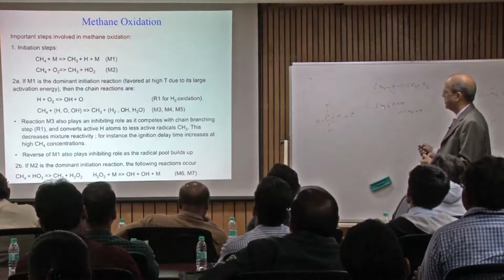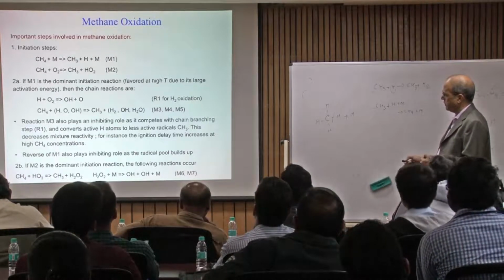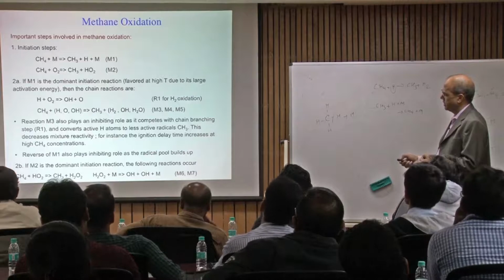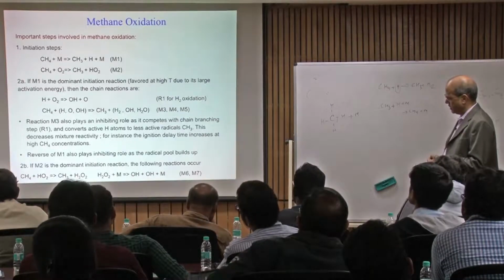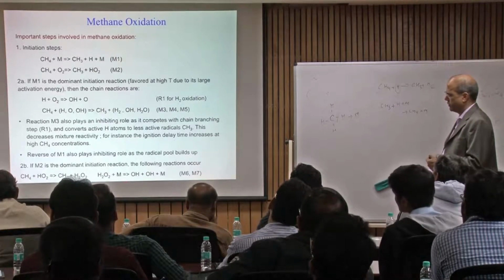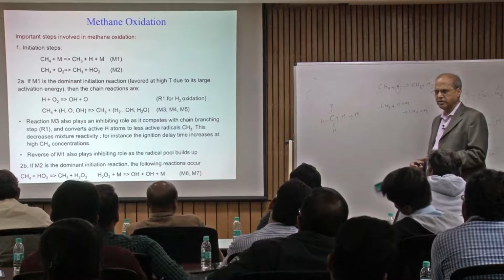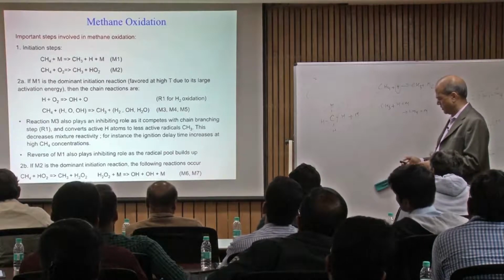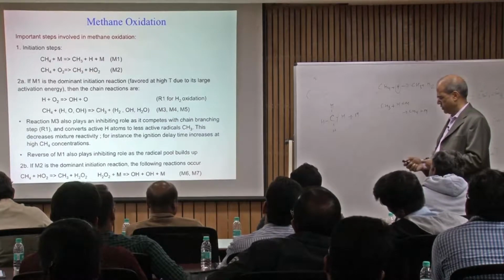This is the inverse reaction of M1. There are other cases when this is the more dominant initiation reaction. If this is the more dominant initiation reaction, then HO2 is going to react with CH4 to produce CH3, and then this H2O2 will decompose to OH. So again you get the OH radical. The net result is you have CH3 from CH4 and you have the radical species. And then there are three dominant paths for the CH3 to be converted to CO. That is what we will discuss next.